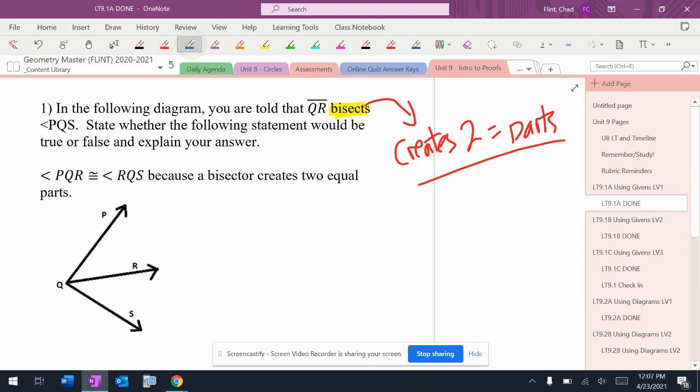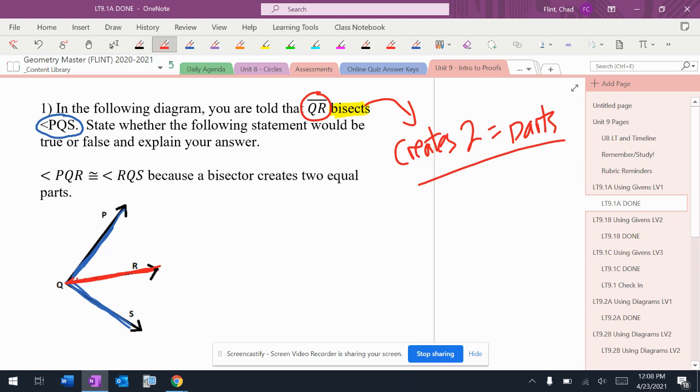Well, I got to look at this thing. It says PQS is getting cut in half. Now, I'm going to start off with some easy diagrams. They're going to get harder. I better find PQS, all right? So PQS is right here. There's PQS, all right? That is getting cut in half by QR. So QR is cutting PQS in half. That means it's creating two equal pieces of the angle, okay?